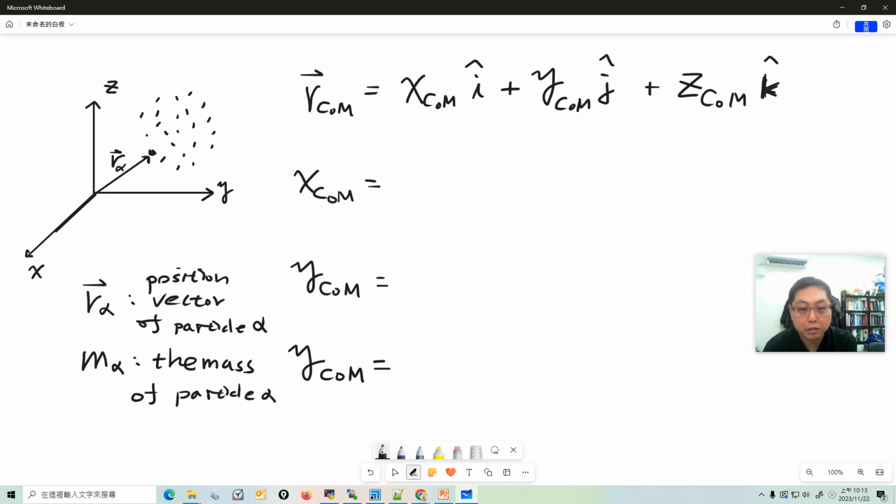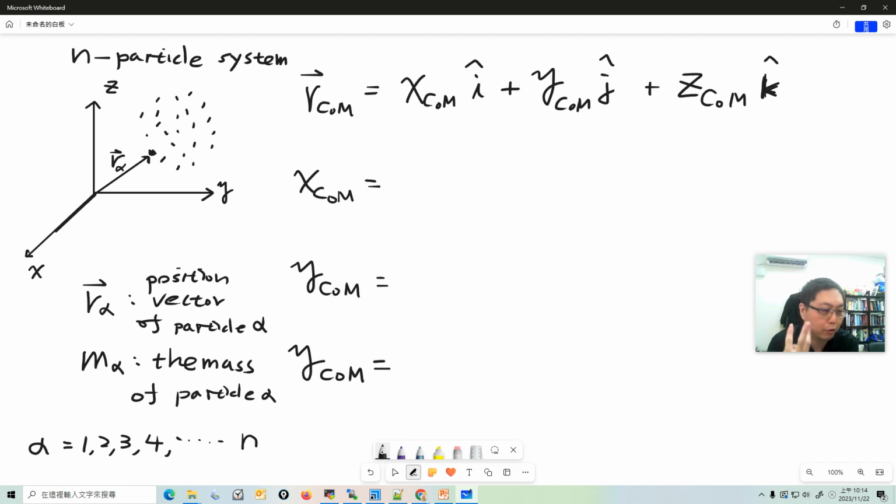Alpha is just a label. Alpha can be 1, 2, 3, 4, 5, up to n. Suppose we have an n particle system. So alpha is just a label: particle 1, particle 2, particle 3, and so on, continuing to n.